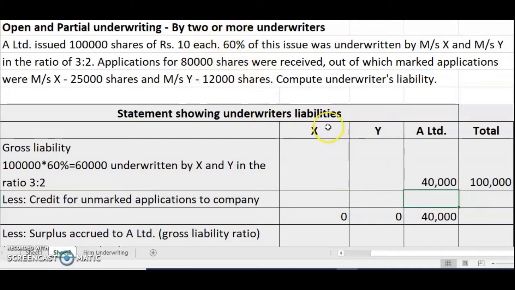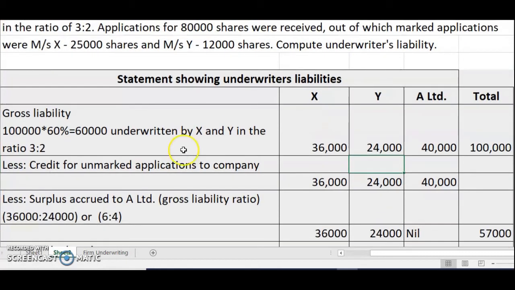That is the total shares underwritten by X and Y. That will have to be divided in the ratio of 3:2. So for X, out of 60,000, the shares underwritten by X will be 3 divided by 5. That will give you 36,000. And for Y, out of 60,000, he has underwritten 2 divided by 5. So he has underwritten 24,000. So what I did is, the total shares underwritten by the 2 underwriters is divided between X and Y in the ratio of 3:2.